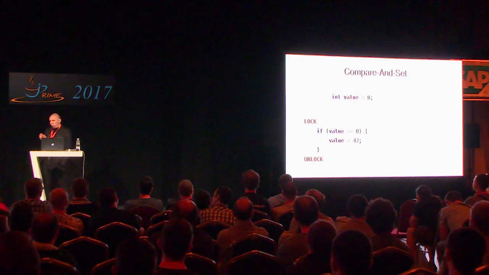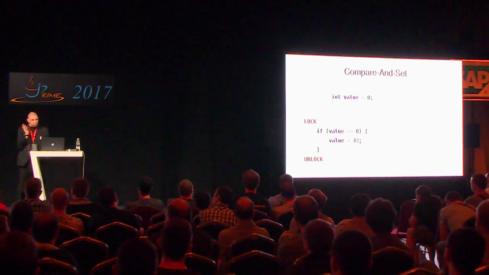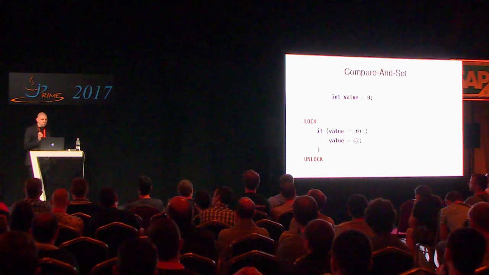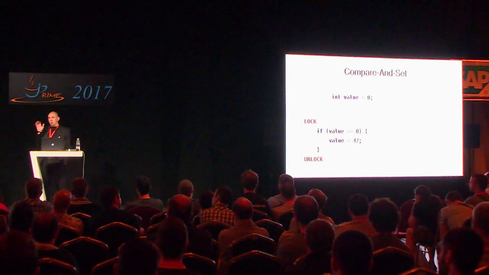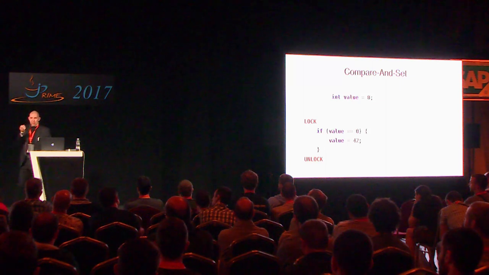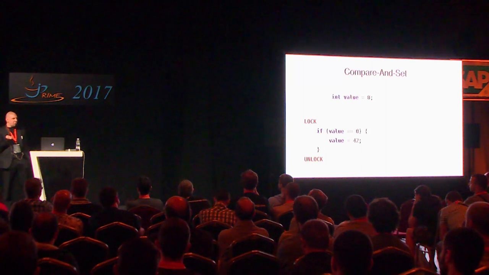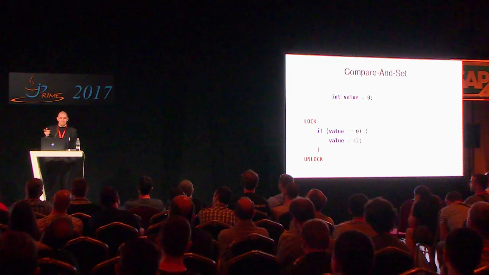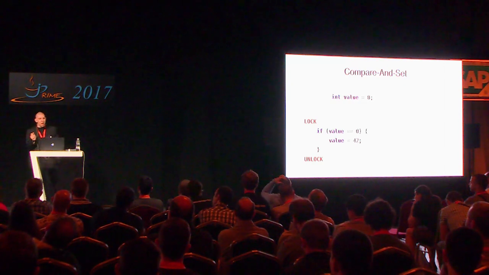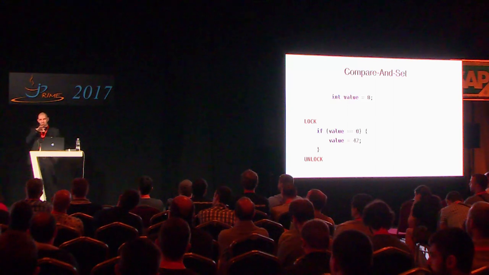And usually when we try to operate with such a primitive, we use locks, yeah? The lock is a primitive that has two-operation semantics. The first operation is lock or acquire, and the second is unlock or release.